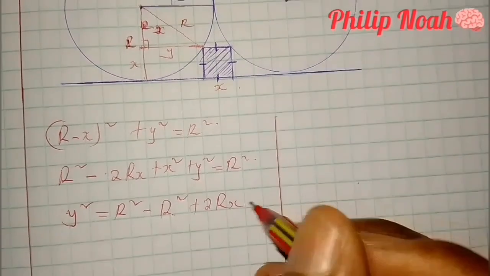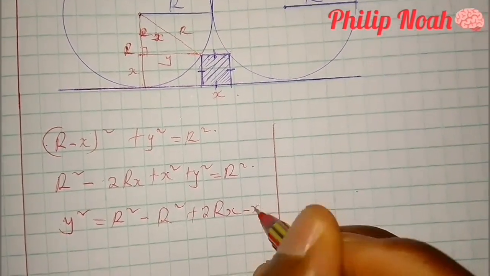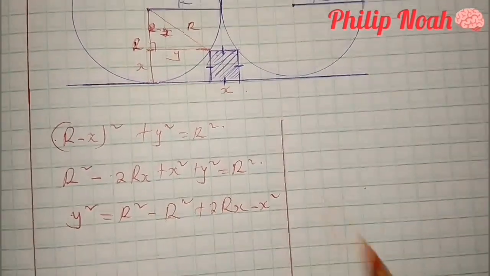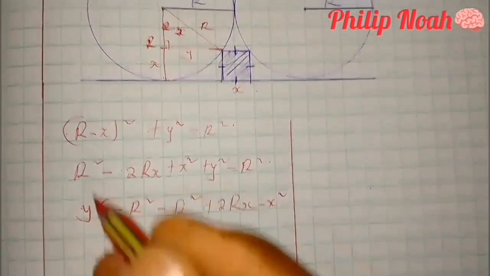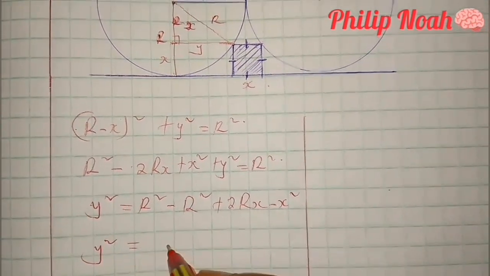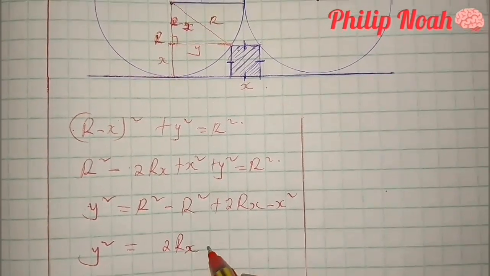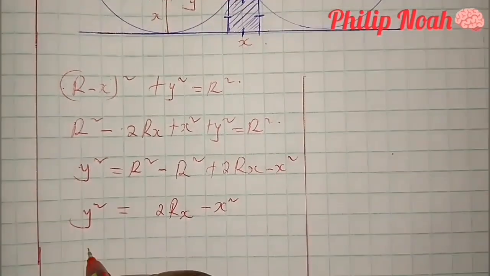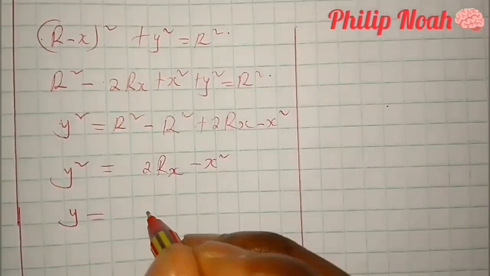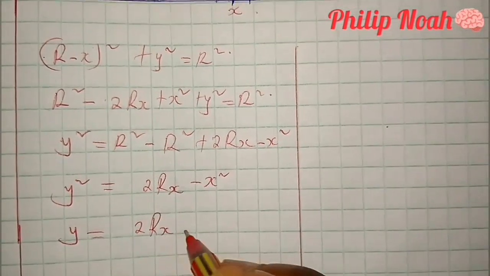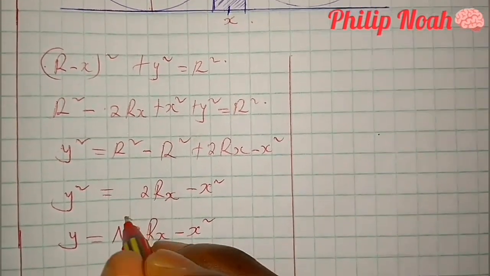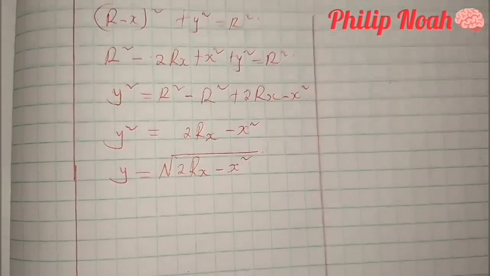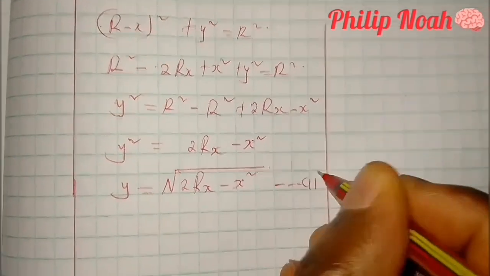Minus x squared. Remember, we have just moved all of this to the other side of the equal sign. And now you have y squared is equal to 2rx minus x squared. To get the value of y, we take the square roots on both sides and we say that the square root of 2rx minus x squared is equal to y. The next step, we can call this equation 1.